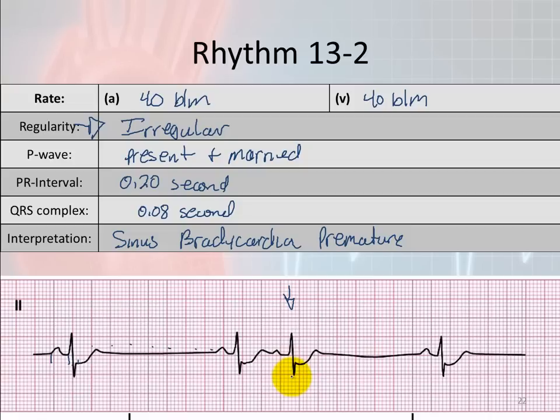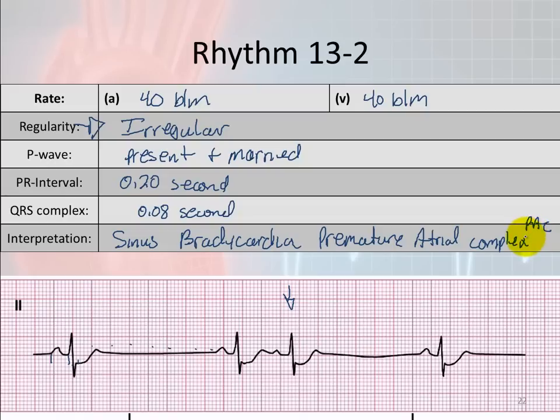The QRSs look the exact same, so the ventricles weren't affected, but we do have a P wave out here that occurs. It looks to be about a 0.20 interval as well, so it meets all the criteria for a premature atrial complex. And you can abbreviate this as PAC also.